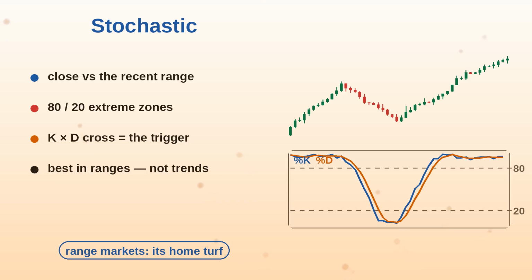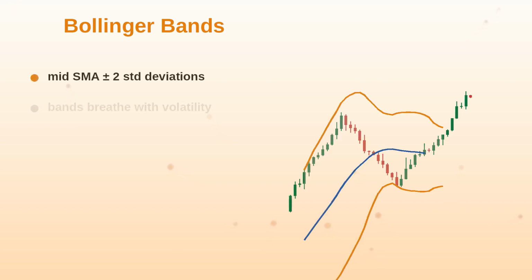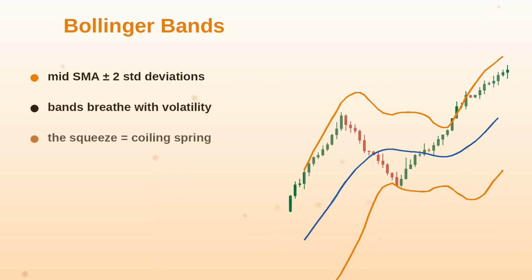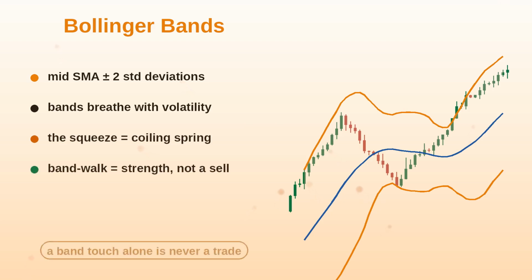like the RSI. Bollinger Bands wrap price in an envelope, a 20-period average in the middle, with bands 2 standard deviations above and below. That means the bands breathe with volatility, expanding in wild markets, contracting in calm ones. The tightest contraction, the squeeze, is the market coiling before a big move.